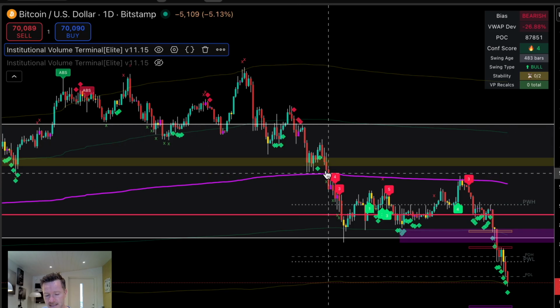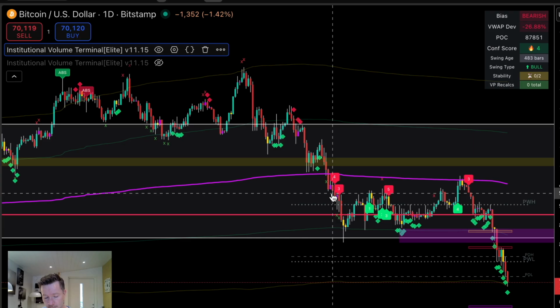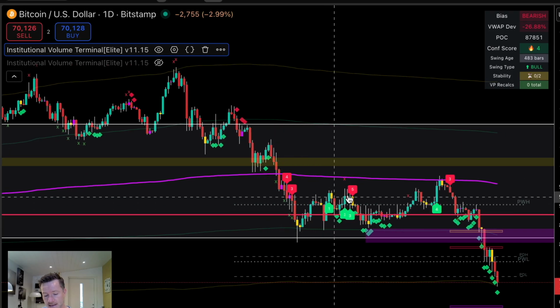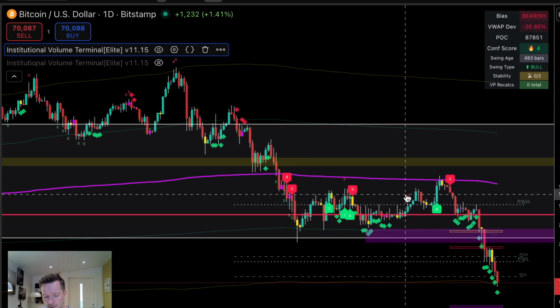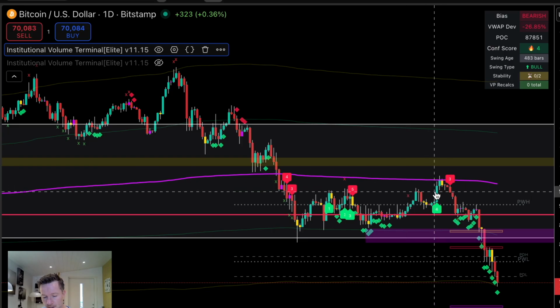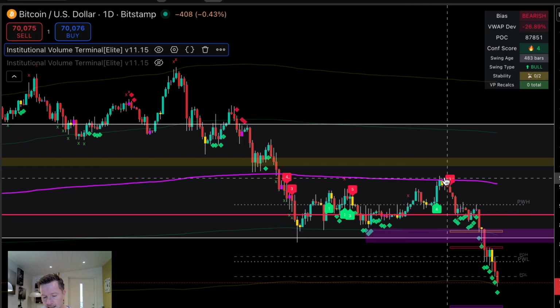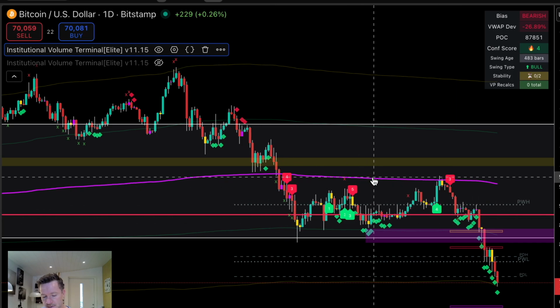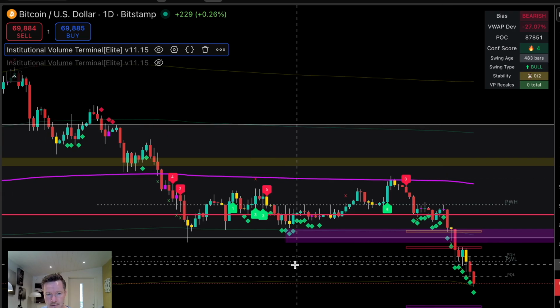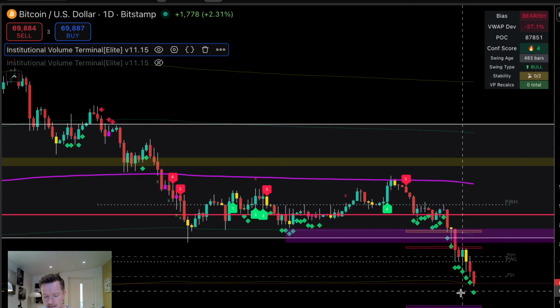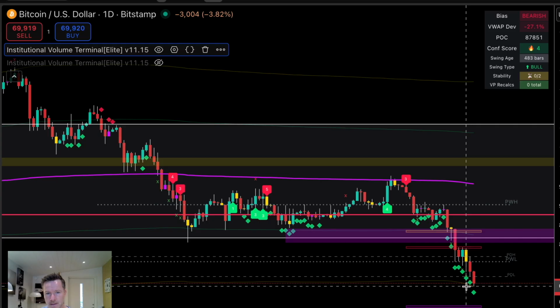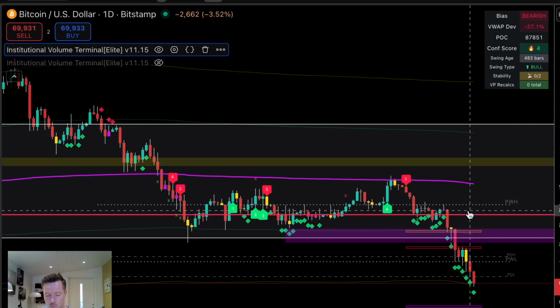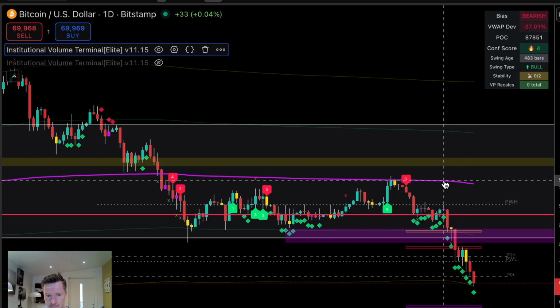Here we cross the AVWAP and we are unable to reclaim it. And here we see a liquidity sweep, and here we toss the AVWAP again and price goes down. So this is just institutions distributing at the AVWAP and selling into it. Current price is 69, let's say 70. That's about 19% away from the POC and 25% below the AVWAP.